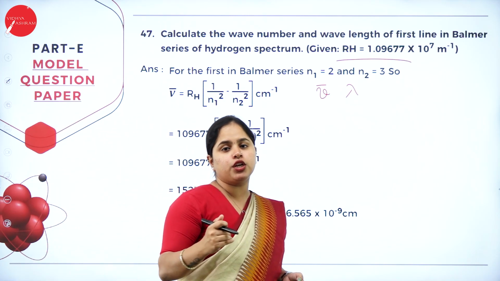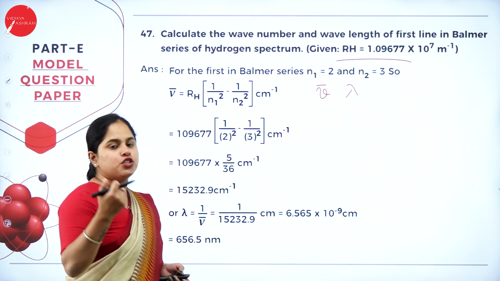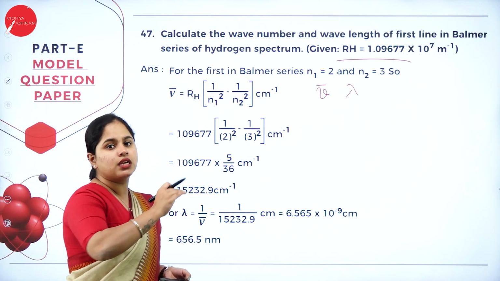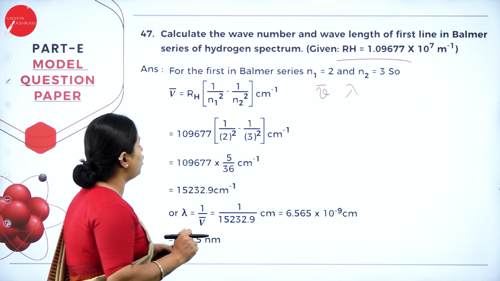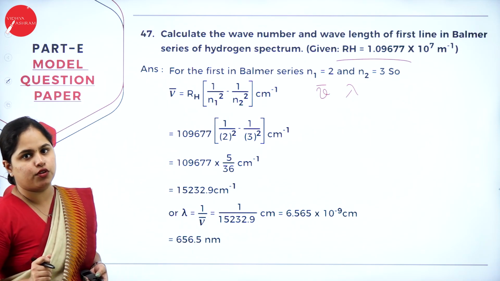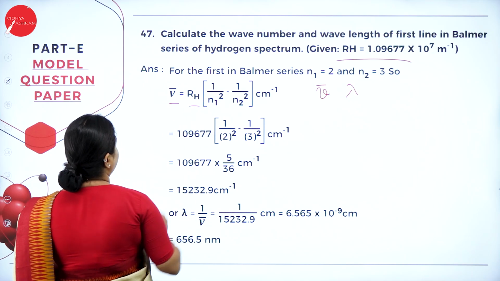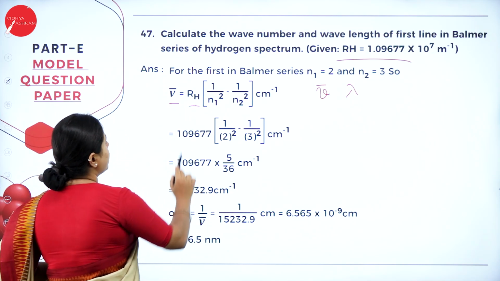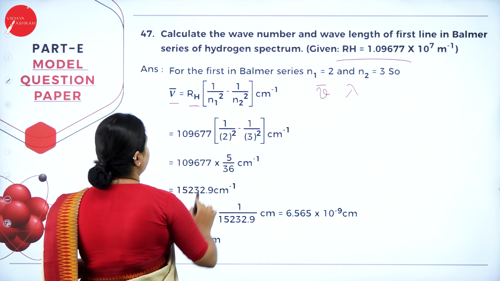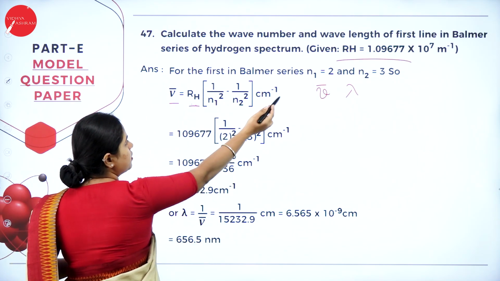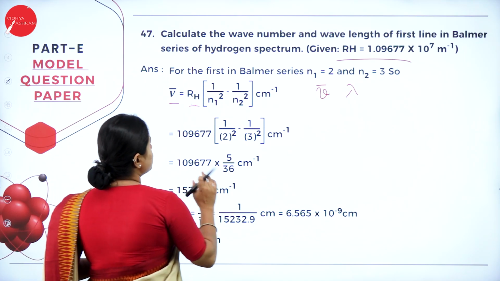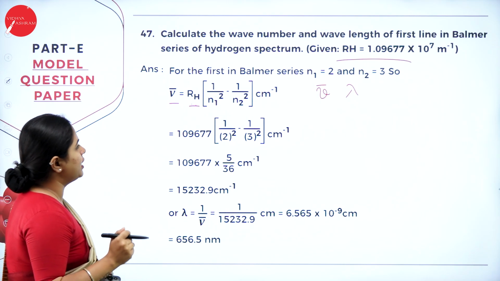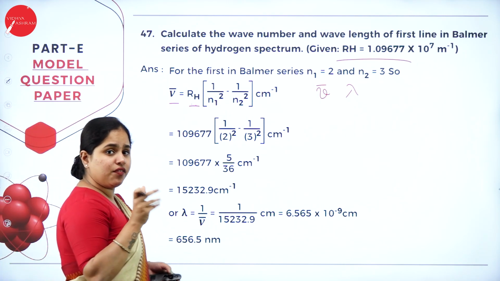So, first of all, you need to know what is Balmer series, right? So, we have studied line spectrum of hydrogen. So, first of all, we need to know the equation that we have to use. That is nu bar is equal to RH into, this is a constant, right? It is Rydberg's constant into 1 by N1 square minus 1 by N2 square. So, this is a constant which the value is already given. So, it is given that we have to calculate nu bar and lambda for first line in Balmer series.